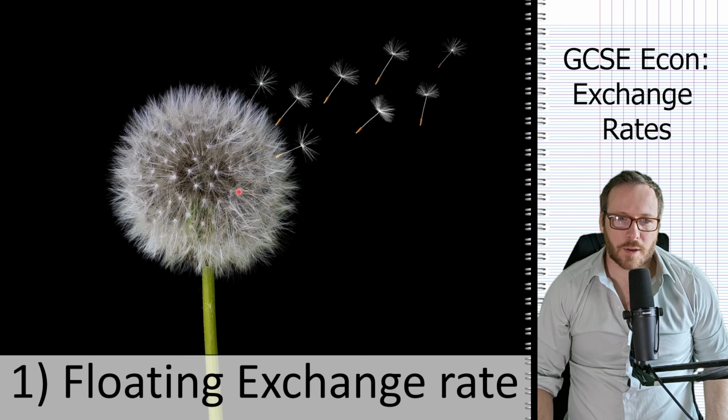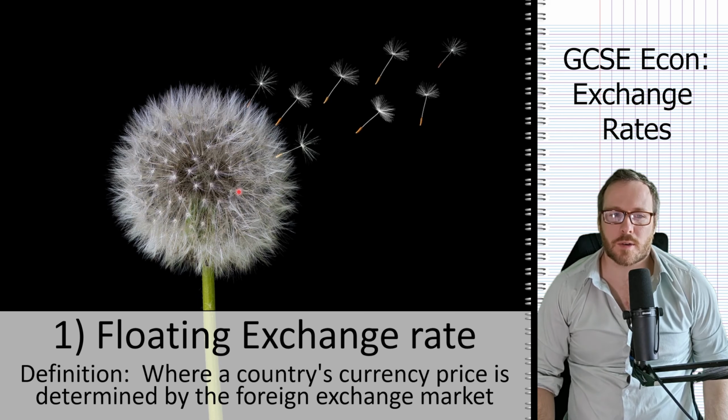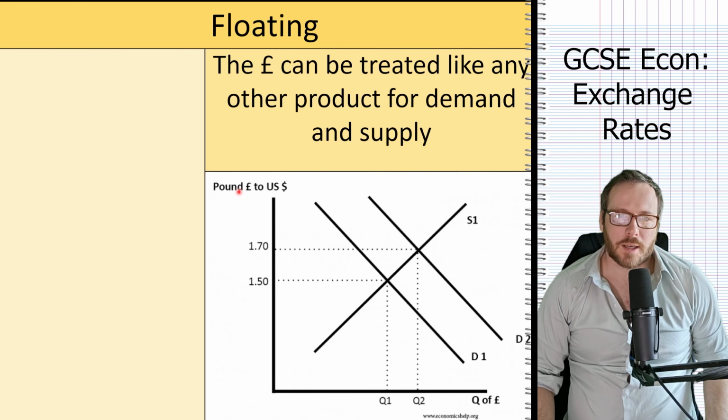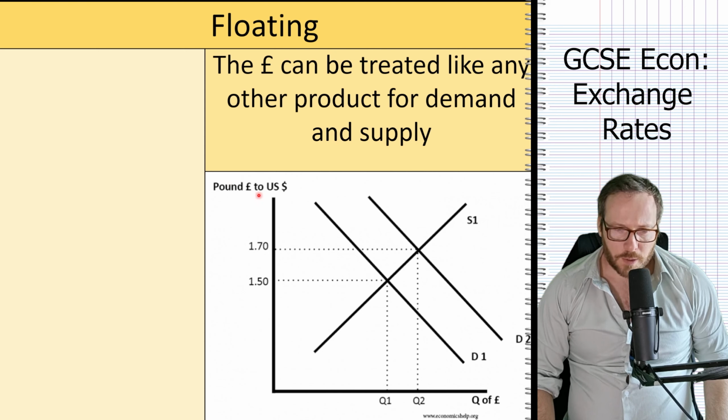So let's start with a floating exchange rate. Look at that gorgeous picture. This is where a country's currency is determined by the foreign exchange market. As I said, demand and supply. Are people buying more of your currency or less of your currency? So here is a rough example of a graph. Maybe I've introduced this graph a little bit too early. However, you can treat it a bit like supply and demand. So the only confusing thing is making sure you label the graph correctly.